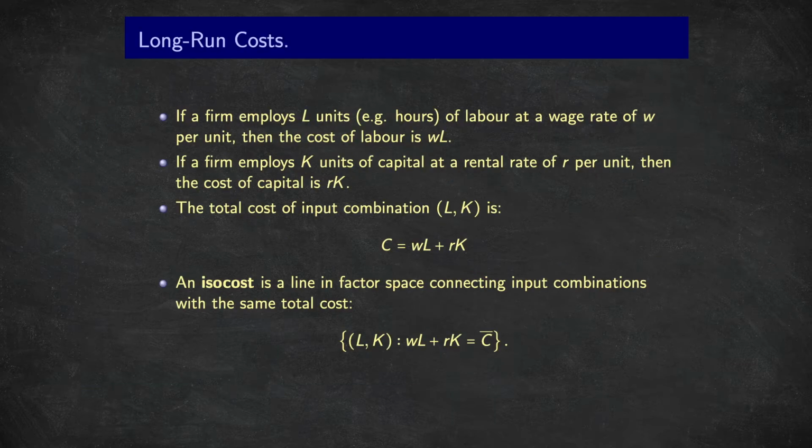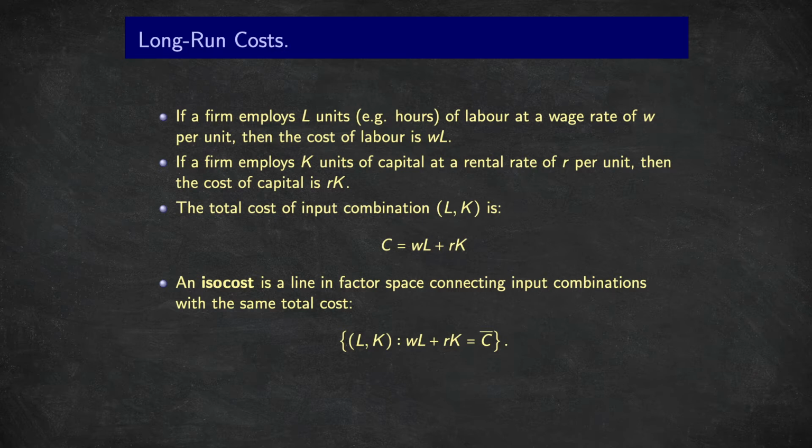Now let's begin our discussion of costs in the long run. We're going to assume that the firm is using two inputs, labour and capital, and that the prices for these factors of production are given to us. So they are fixed numbers, which we will call for labour the wage rate W. Each unit of labour L is costing the firm W. And for capital, we'll refer to a rental rate, which we'll denote lowercase r. So for each unit of capital, it's costing the firm r to rent that capital.